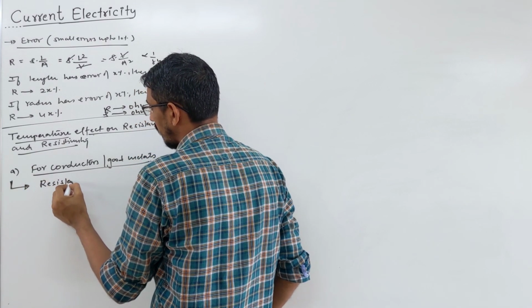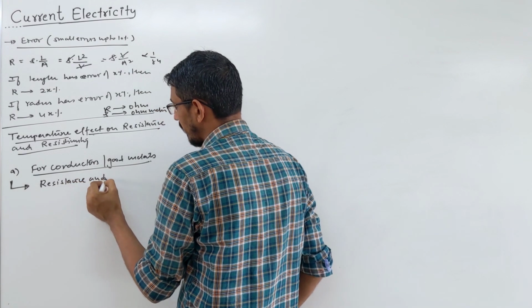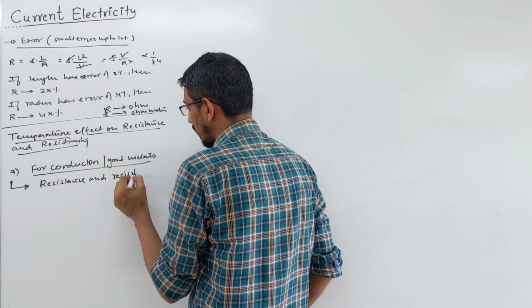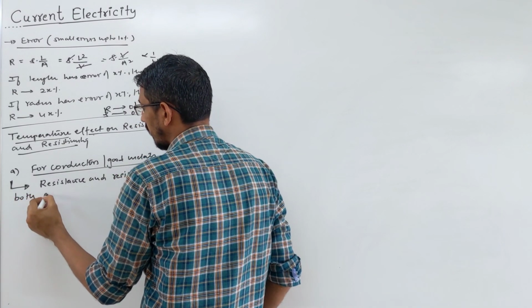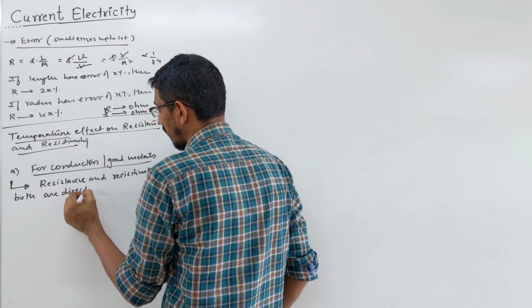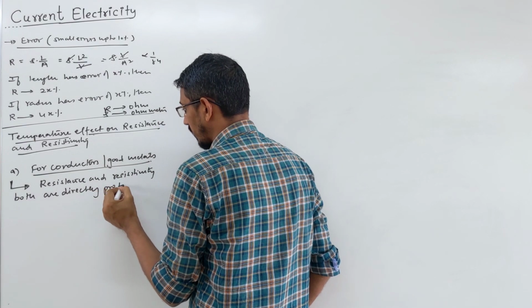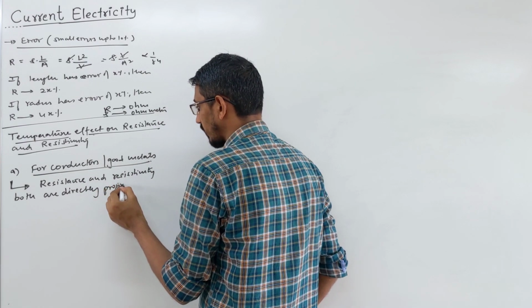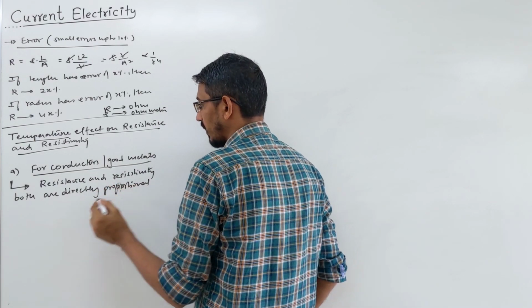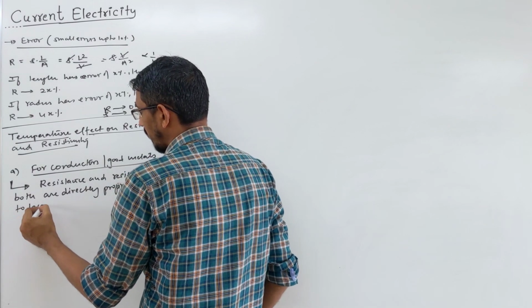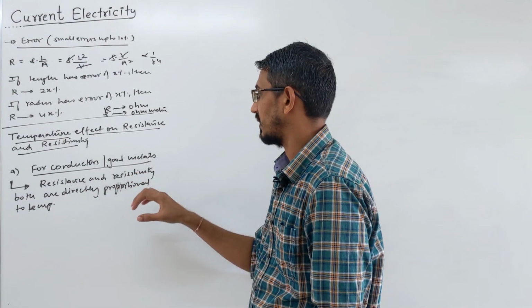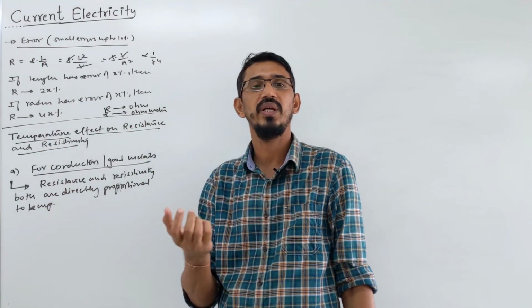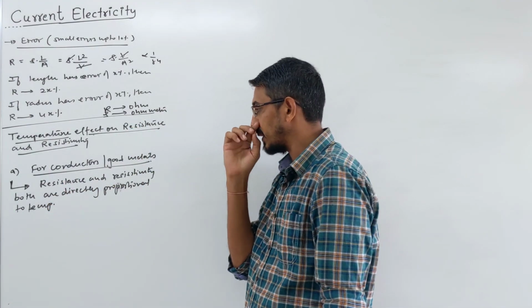So I am writing in words. Resistance and resistivity both are directly proportional to temperature. If temperature is increased, the resistance and resistivity of conductors and good metals will increase. Why does this increase?